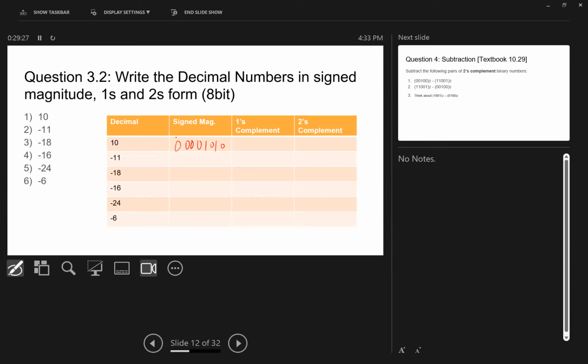And for the 1's complement and 2's complement, since the decimal 10 is positive, the 1's complement representation and the 2's complement representation for decimal 10 should all be the same as the sign magnitude, right? So actually, they're the same: 0, 0, 0, 0, 1, 0, 1, 0.